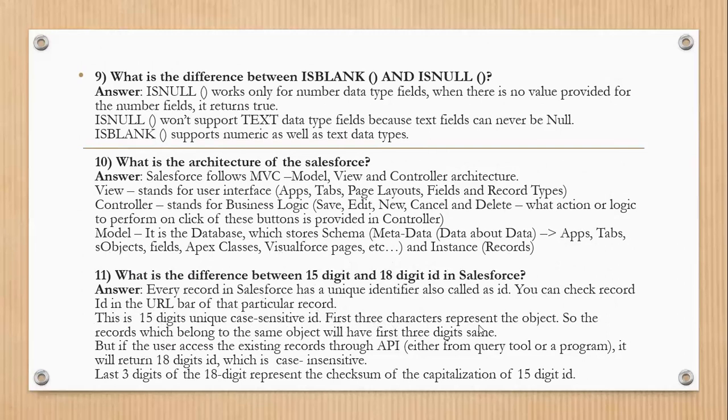The first three characters represent the object, so the records which belong to the same object will have the same first three digits. But if users access existing records through the API, either from query tools or a program, the ID will be returned as an 18 digit ID, which is case insensitive. The last three digits of the 18 digit ID represent a checksum of the capitalization of the 15 digit ID.